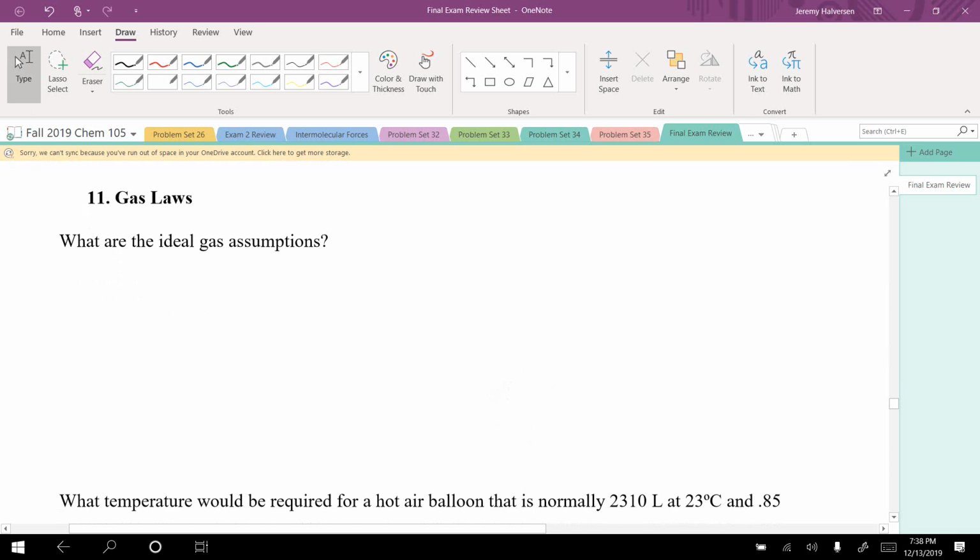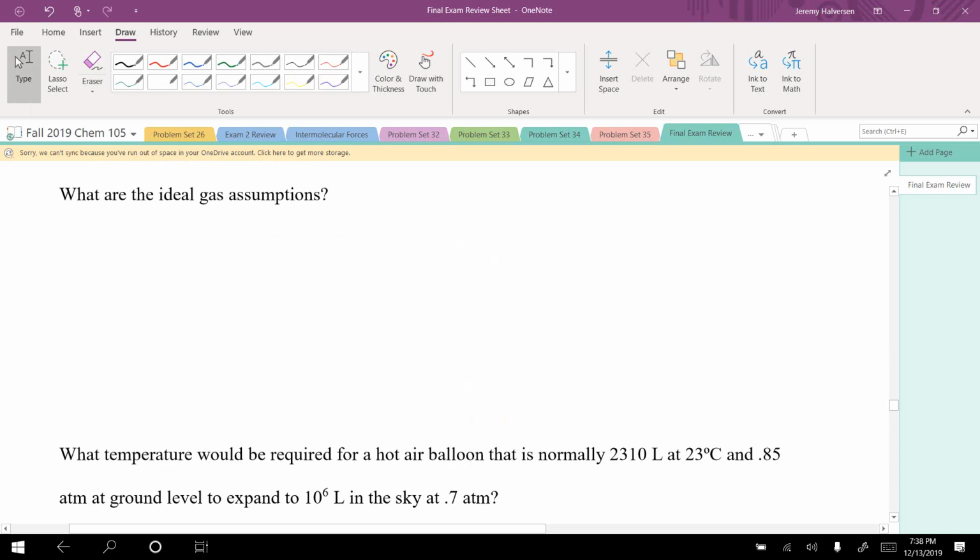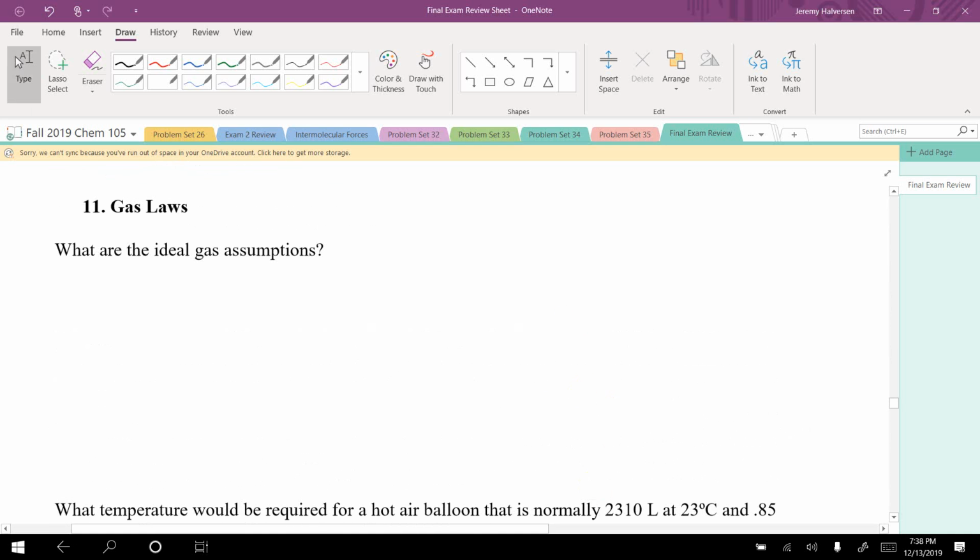Okay. All right, gas laws. Let's talk about the assumptions of ideal gases. So usually at this point, people are like, Jeremy, just talk. So I'm going to just go through these, but there's problems too, don't worry. So assumptions of ideal gas, there's 5 of them.